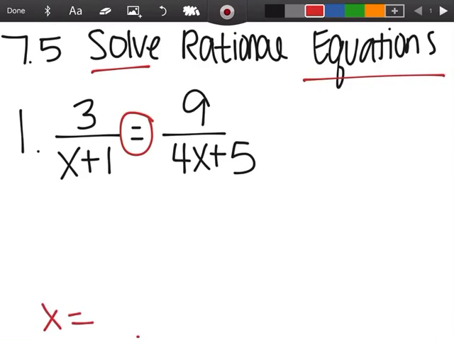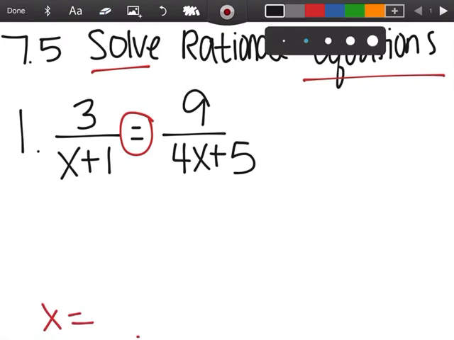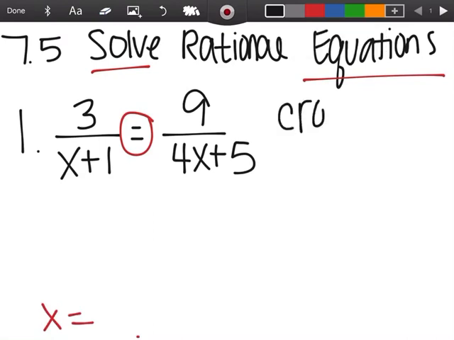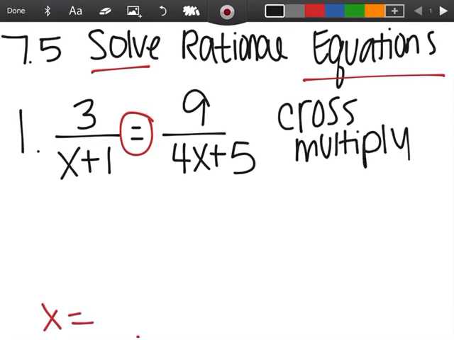Our goal is to solve for x, and because these are equations, I can actually solve for x, not just get an answer that's some big fraction. So I'm solving for x. In a problem like this, what I would recommend you do is cross multiply. So I'm going to cross multiply. And that's something that you are probably familiar with.